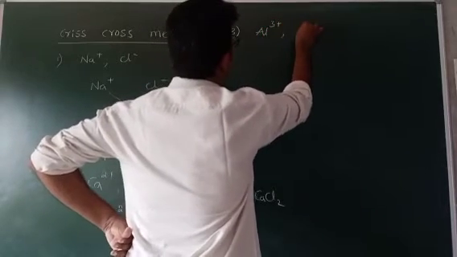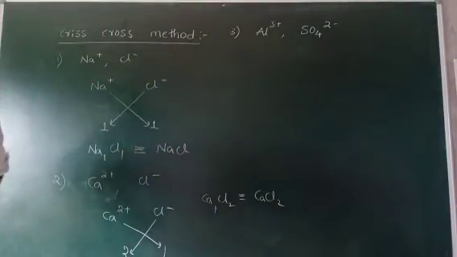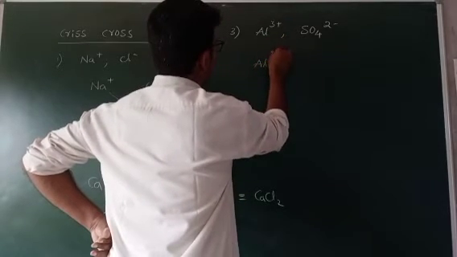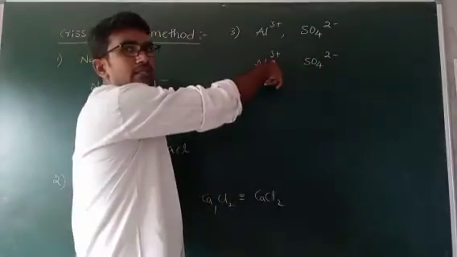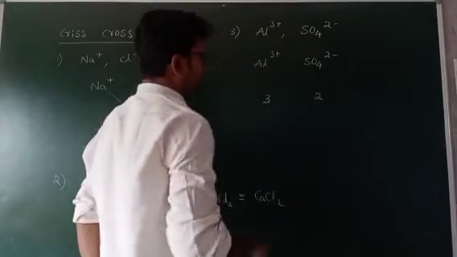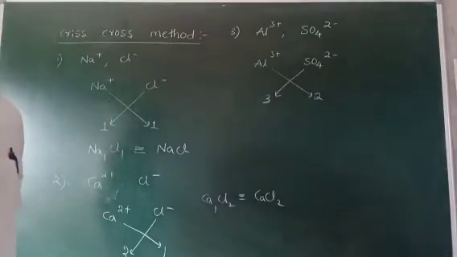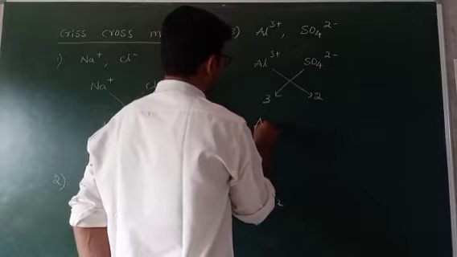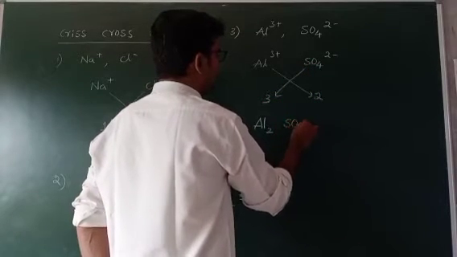Al3 plus and SO4 2 minus. What is the charge of aluminium? 3. What is the charge on sulfate? 2. Cross. So aluminium gets 2, Al2. Sulfate gets 3. Some students write it like this: SO43.